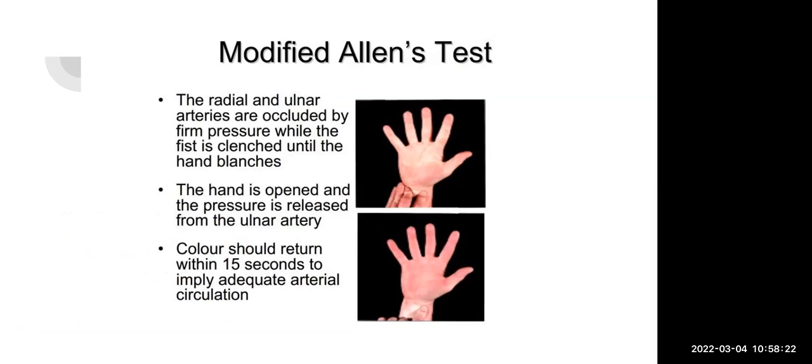If the palm is pale, we should release the pressure from the ulnar artery. If the color returns within 15 seconds, there is adequate arterial circulation of the hand. Next.